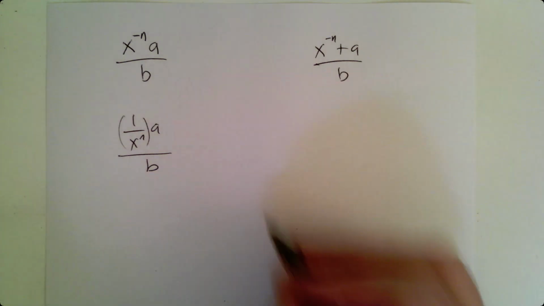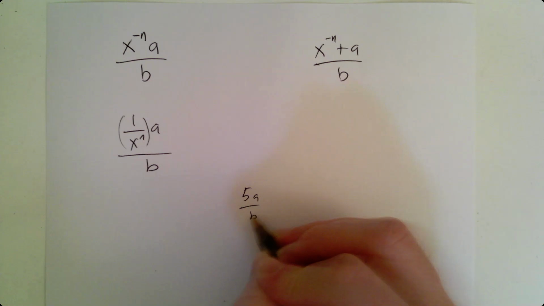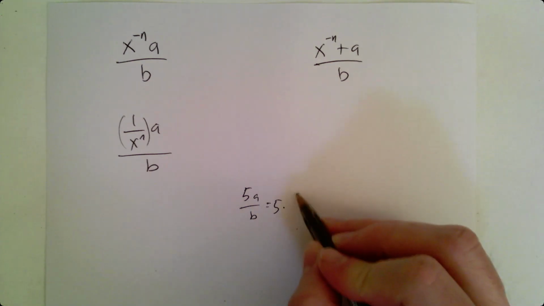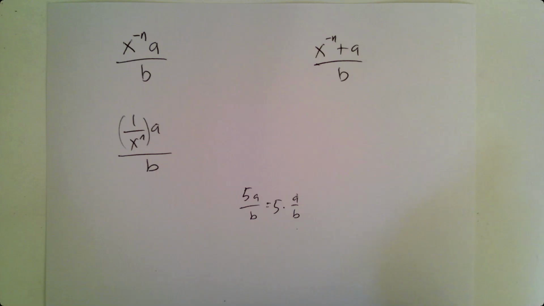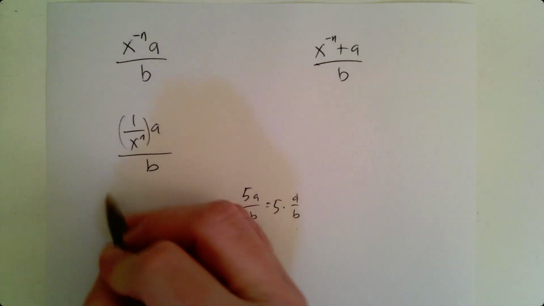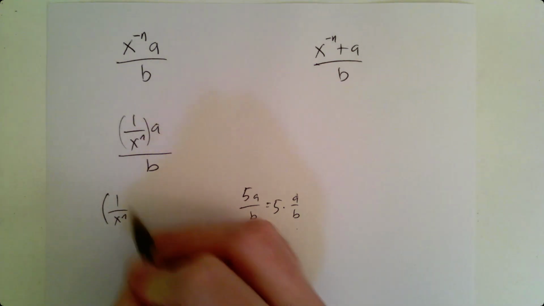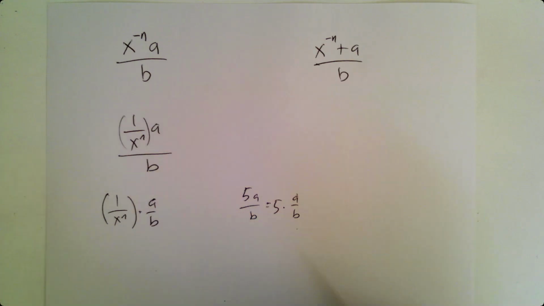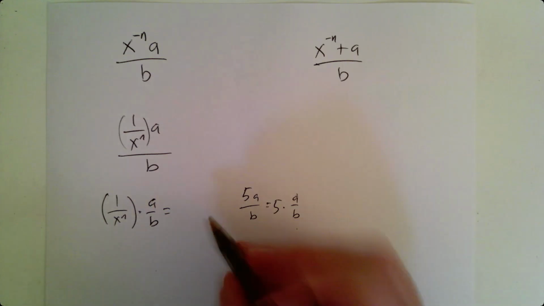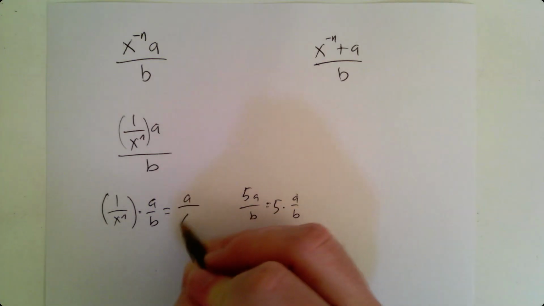If I had just written 5a over b, we know that that's the same thing as if you multiplied by 5 on the outside. So same thing here. I'm multiplying in the numerator, so that's going to be the same thing as if I brought it down here. And this is the same thing as if I just multiplied the numerators and denominators across.